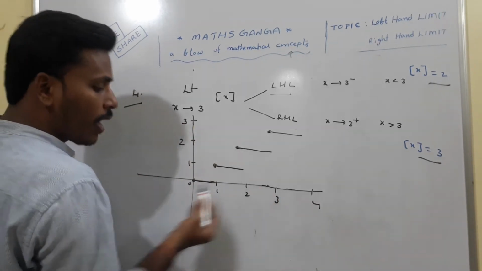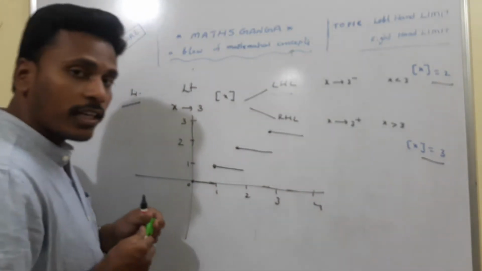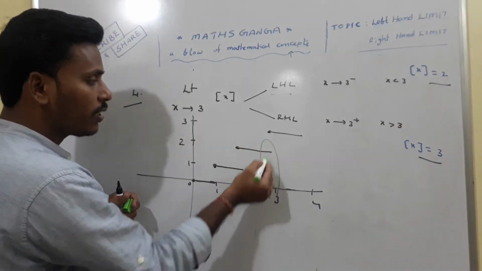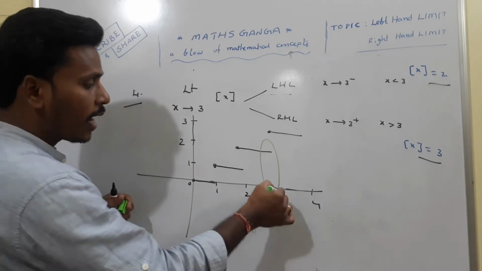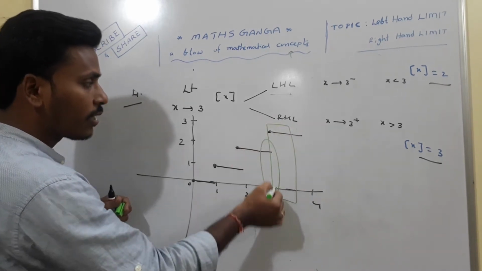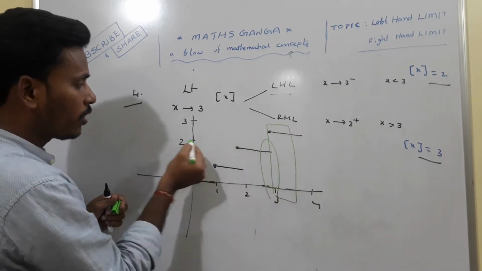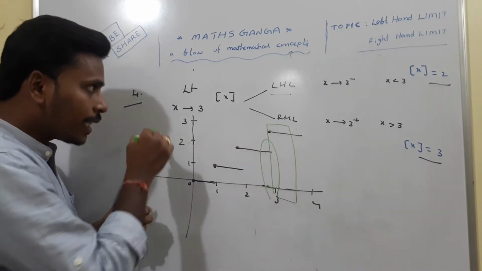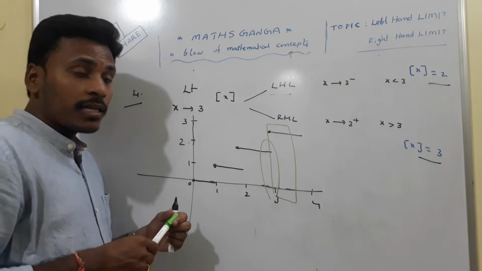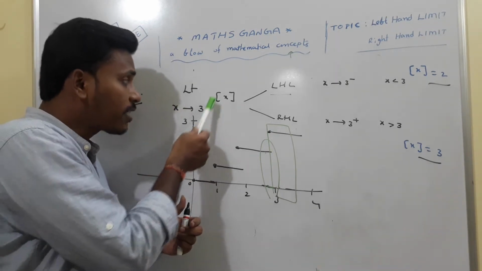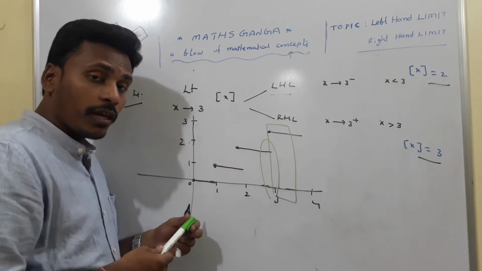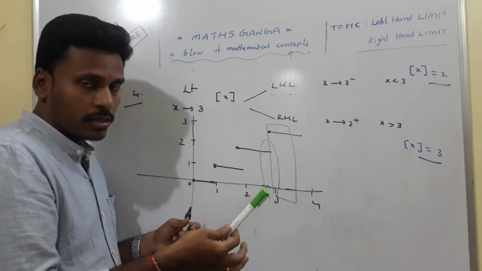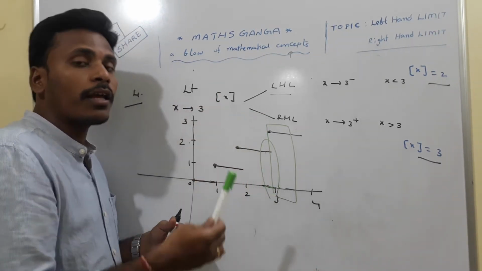If x is running towards 3 from the left side, in this region the result is 2. And in the right side region of 3, the result is 3. So left limit is 2, right limit is 3. It is clearly suggesting that limit x tends to 3 of step x does not exist. In the same way, at every integer, the limit for step x does not exist. In the sense, left limit and right limit are different.